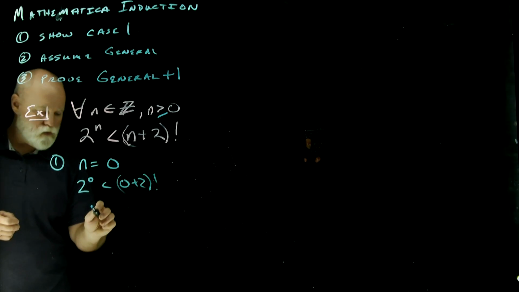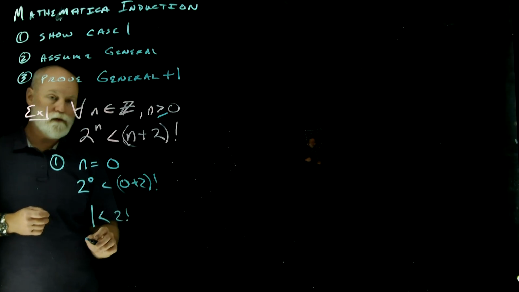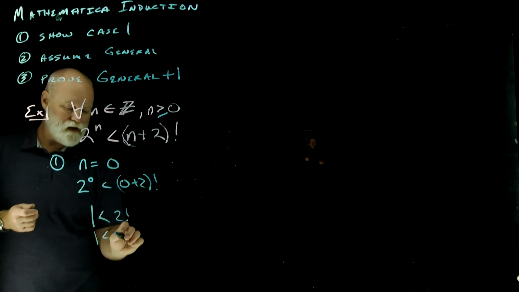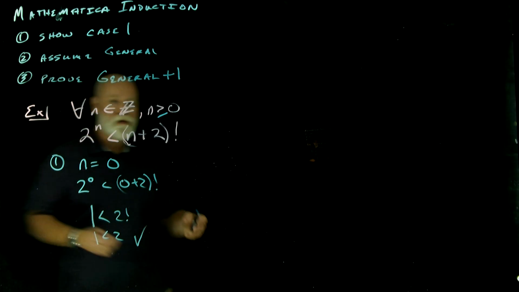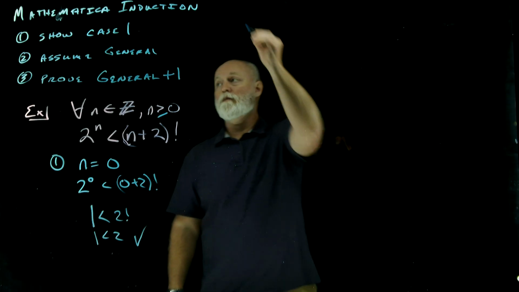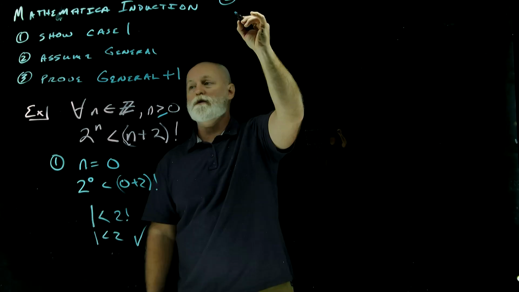2 to the 0 is 1. 0 plus 2 is going to be 2 factorial, which is just 2, so 1 is less than 2. So that piece checks out. So the primary case is true.